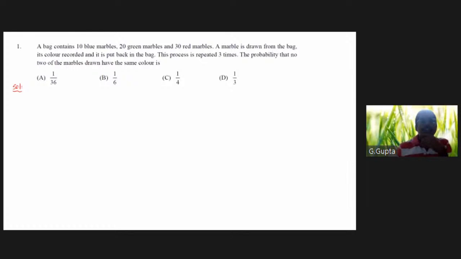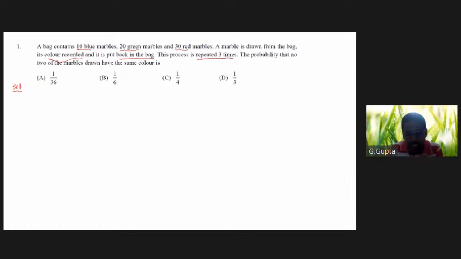A bag contains 10 blue marbles, 20 green marbles, 30 red marbles, total 60 marbles. A marble is drawn from the bag, color is recorded, and is put back in the bag. That means once a marble is drawn, after knowing the color, it goes back into the bag. So there is no change in the total number of marbles for every pick. This process is repeated 3 times. That is, 3 marbles drawn one by one with replacement.